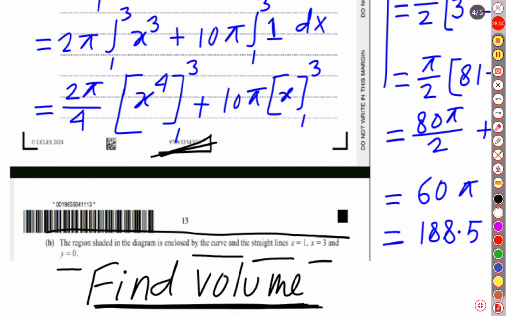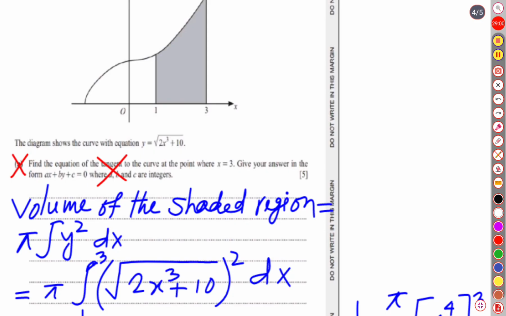So the clue is that we will find the volume. Whenever volume or area under a curve is to be obtained, we will integrate. So let's start the integration. If it is only about area, then we write the integration of y, actually the function, just integrating the function. But whenever the word volume is mentioned, here we are finding a volume.